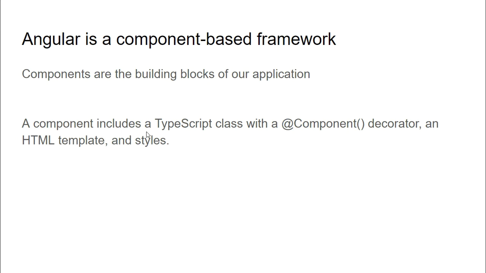A component includes a TypeScript class with the @component decorator. The @component decorator takes an object literal. The object literal has key value pairs. The first key value pair is for selector, the second one is for template URL, and the third one is for styles URLs.